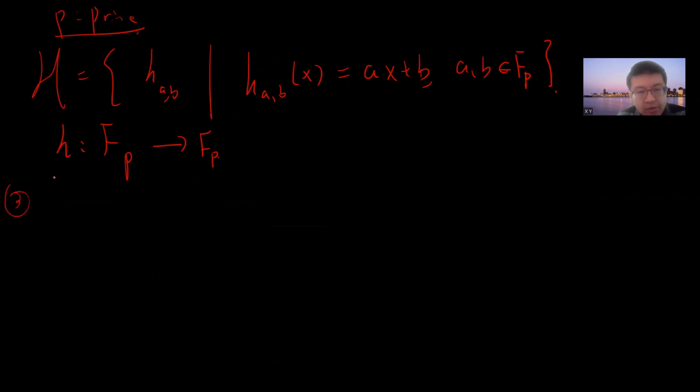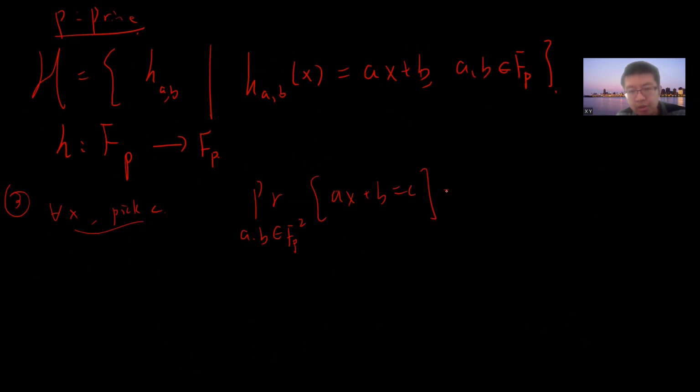Number 3 is maybe a little bit tricky. It says that if I fix x and c, both fixed, and I randomly pick a and b, both from F_p, so from F_p squared, what is the probability that ax plus b equals c? Hopefully this is 1 over p. This is what we're going to show.